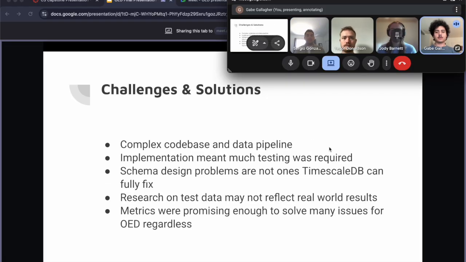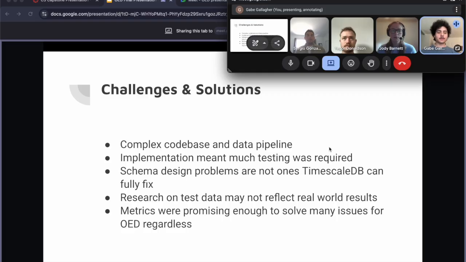Challenges we ran into with regards to implementing TimescaleDB, before we even found out that it was a solution, were the complex code base and data pipeline. So we had to do a lot of code analysis to figure out where the weaknesses were and decide how to solve them, and then we eventually came to decide that TimescaleDB could solve a number of these code issues. This implementation wasn't easy, and we had to do a lot of testing and benchmarking on the old system and the new one to see how they compared to each other.